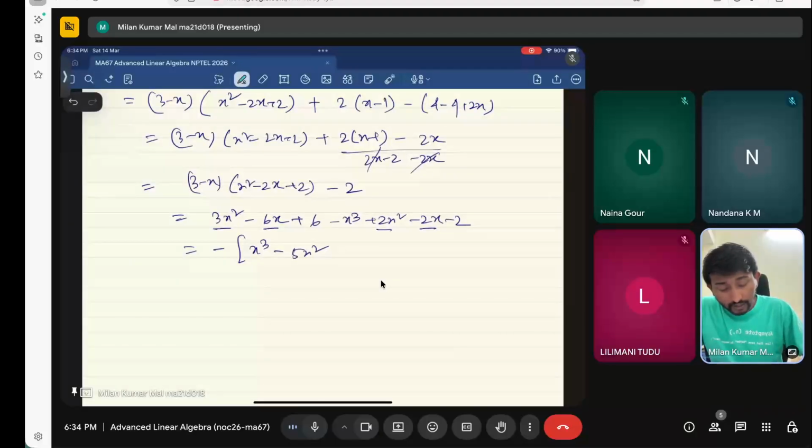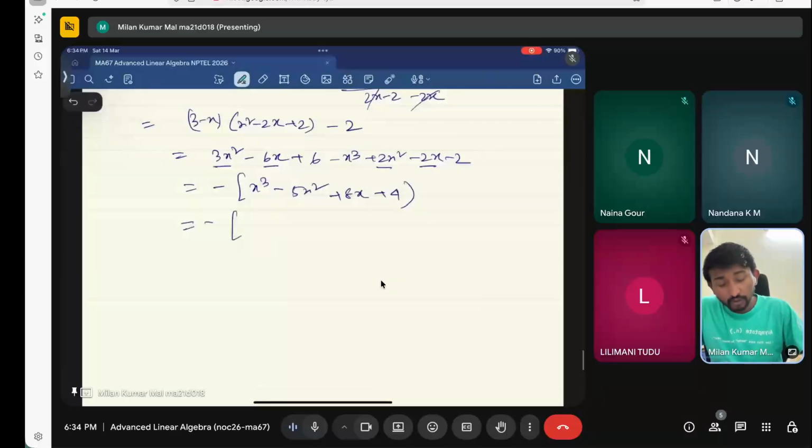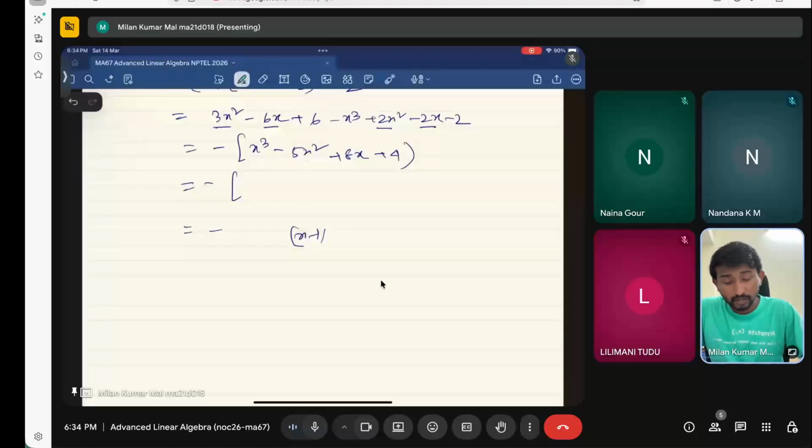So I will check whether x equals 1 is a root. If you replace x equals 1, what will happen? 1 minus 5 plus 8 plus 4. There is some mistake I think I made. This will be minus. So if you replace x equals 1, 1 minus 5 plus 8 minus 4, it's 0. So that means x minus 1 is a factor.